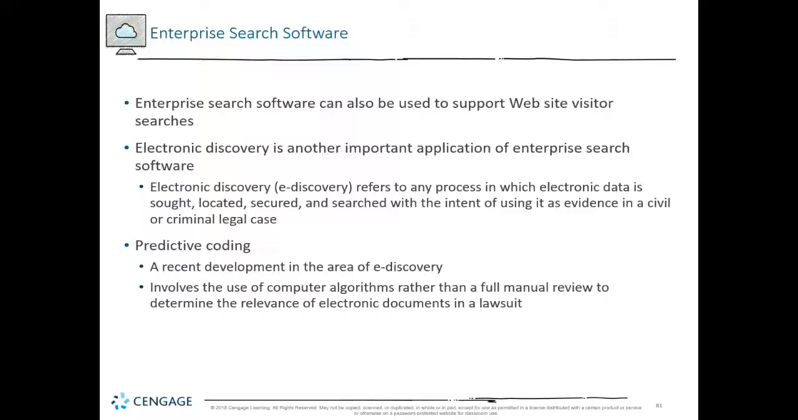Predictive coding, a recent development in the area of e-discovery, involves the use of computer algorithms, rather than manual review, to determine the relevance of electronic documents in a lawsuit.